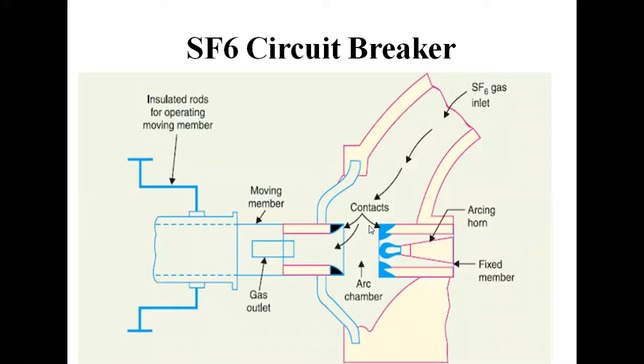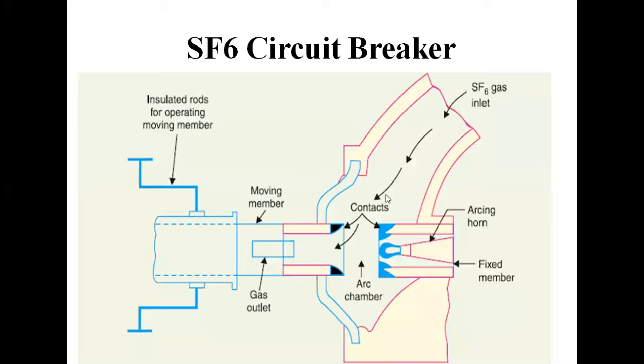In this arc chamber, we have an arcing horn. You can see here in this arc chamber, we have an arcing horn. The purpose of this arcing horn is to reduce the width of the arc. If I have to extinguish the arc, the basic method is to reduce the arc width or arc diameter. This can be done using the arcing horn.